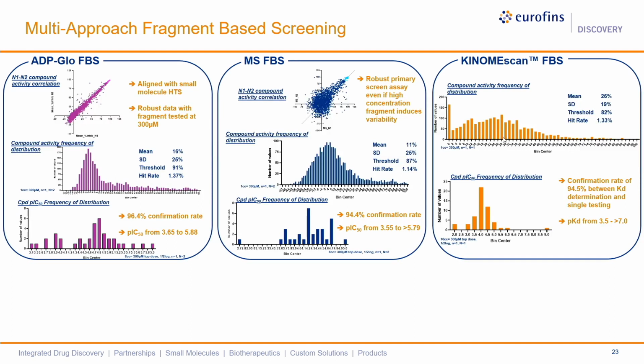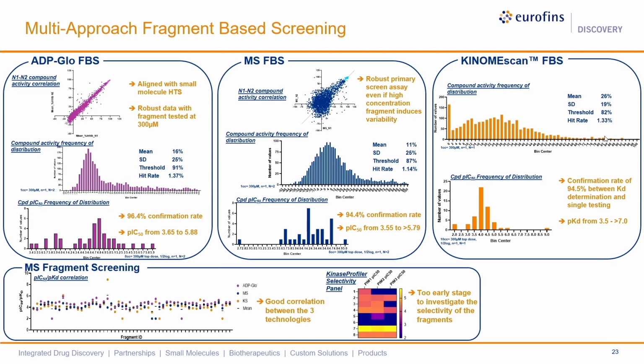And at the end, we look at the binding. So the kinome scan is measuring the direct binding of the molecule. So we determine KD in this case, and not pIC50. And it's the same. Single dose went very well, and we got a very good hit confirmation rate in dose response curve, and with similar affinity in comparison with the pIC50 values.